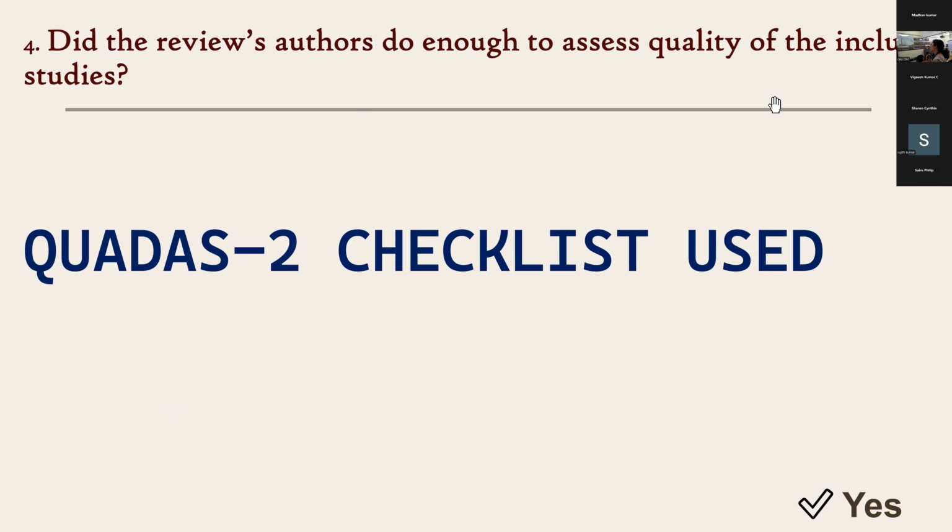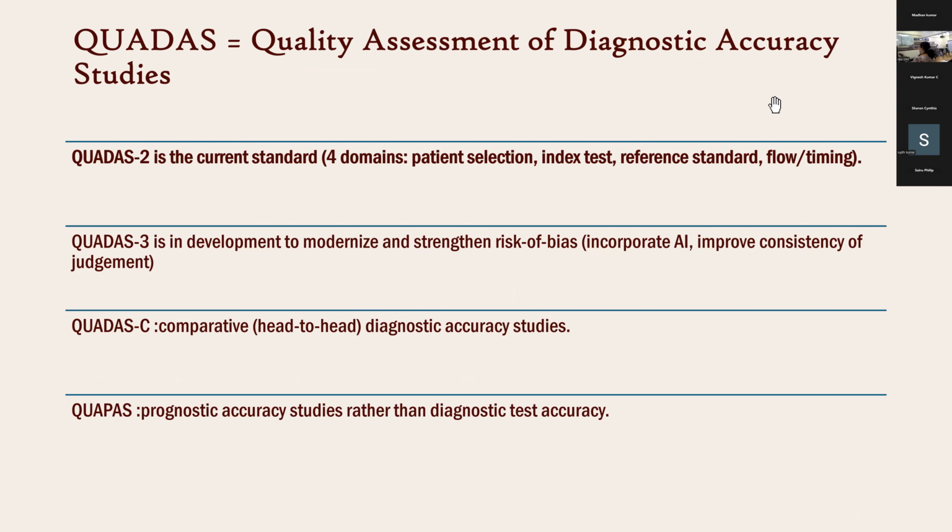So now, did the authors do enough to assess quality of the included studies? They did the QUADAS-2 checklist. So that's what we will be going through this session. Before I come to that, what is QUADAS? It's the quality assessment of diagnostic accuracy studies. Currently we're using the QUADAS-2 tool, which has 4 domains, which I will be coming through, which looks at risk of bias and applicability.